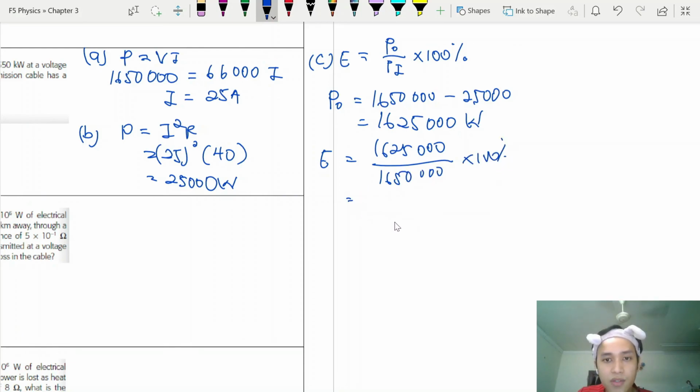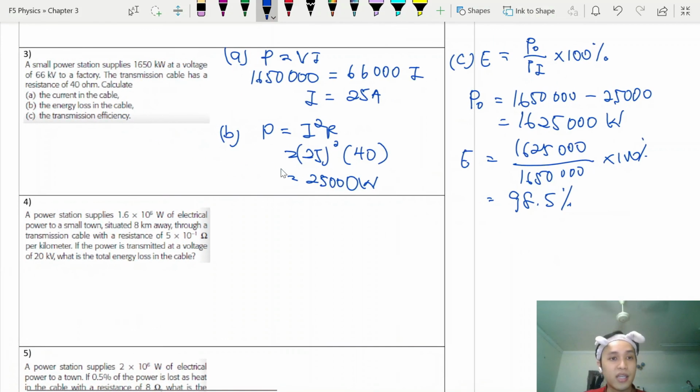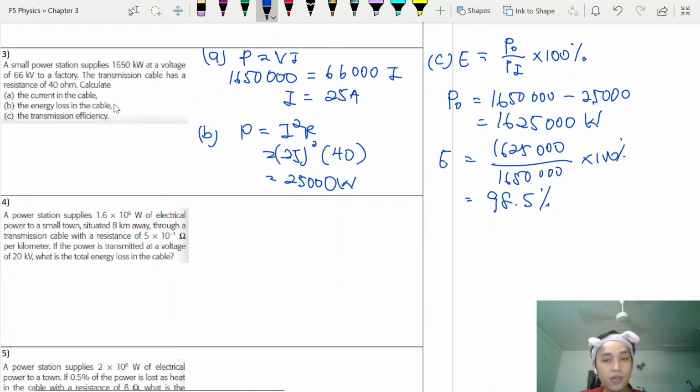So this one will give us around 98% efficiency. So this is rather high efficiency, meaning that the transmission of this cable is very good, because 98% is converted into useful output power. All right, so basically that is it.